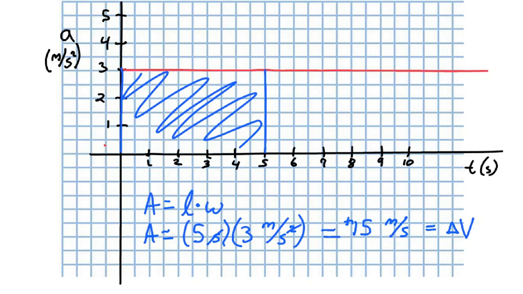And again, we can reason our way through that. We have an acceleration of 3 meters per second squared. So every second that goes by, we change by 3 meters per second. We let it go for 5 seconds, so yeah, it's going to change by 15 meters per second.